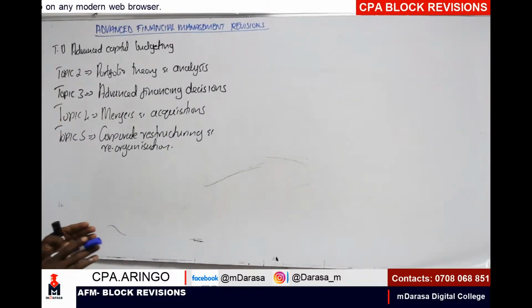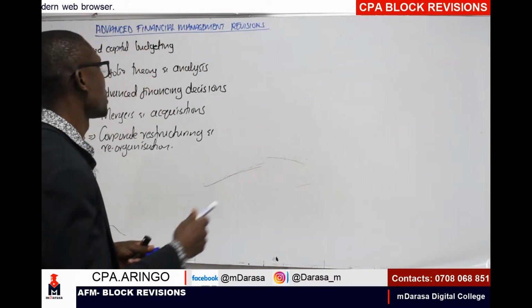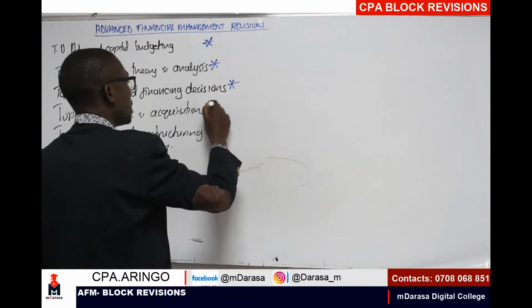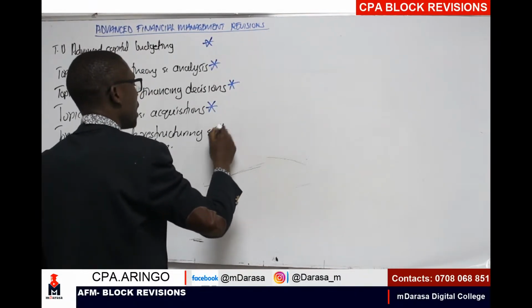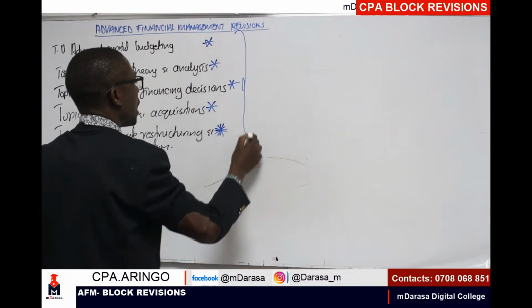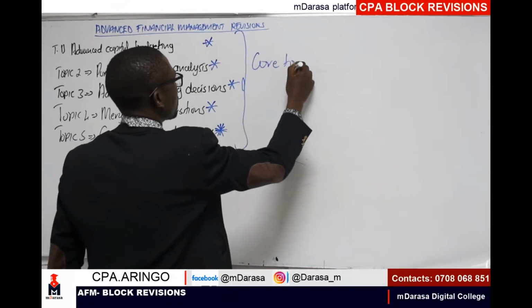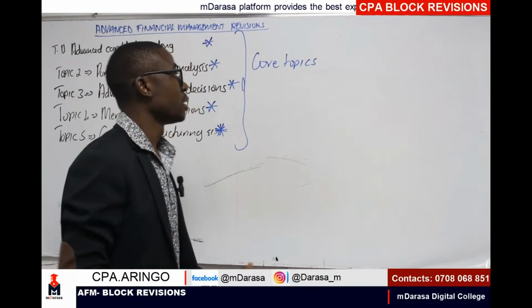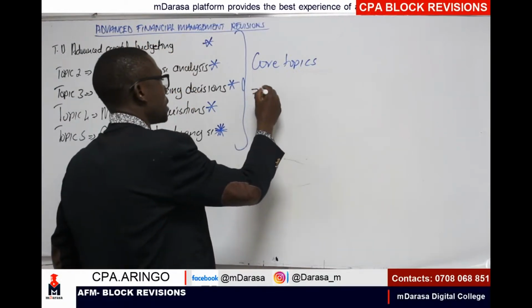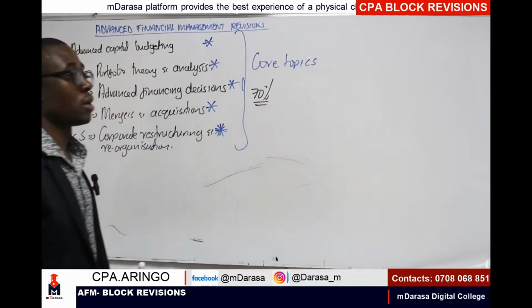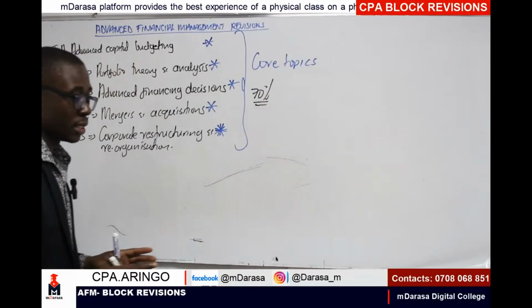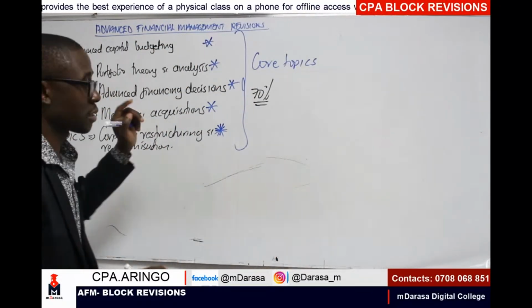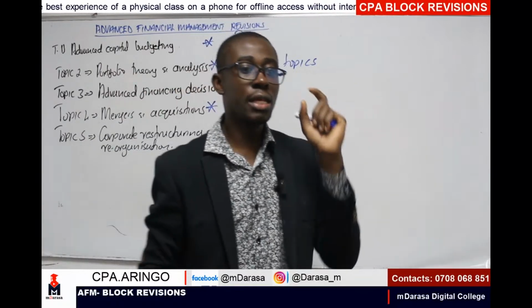We have remained with the other 4 topics. But my good students, you see these topics that we've listed here? These are the core topics that you just have to have at your fingertips. Of the 100% of what is going to be tested, like 70% will come from this area, from these first 5 topics. So this is a must-know.